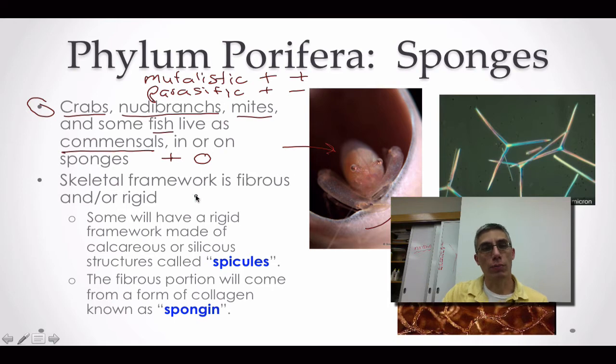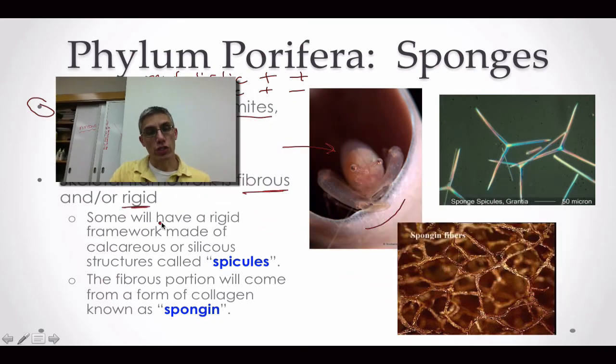Now when you talk about the phylum Porifera, we talk about members of this phylum that, believe it or not, actually do have sort of a rudimentary type of skeleton. Now their skeleton can be made either of a fibrous type of material or a more rigid type of material. Now if it's a rigid type of material, it's going to be made of either a calcareous material, which is a material made of calcium carbonate, or a siliceous type of material, which is going to be made of silica.